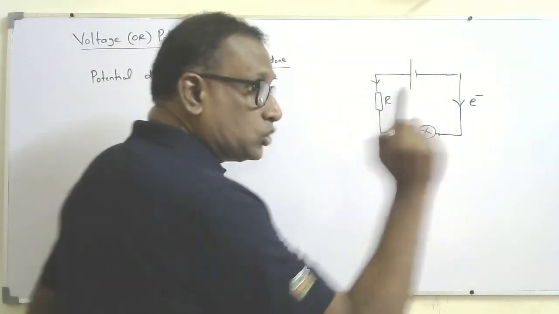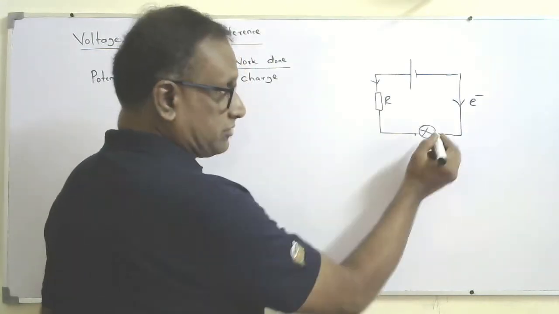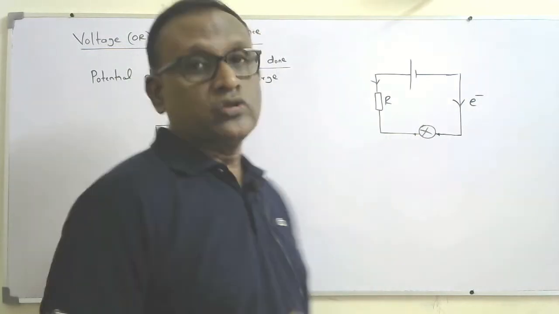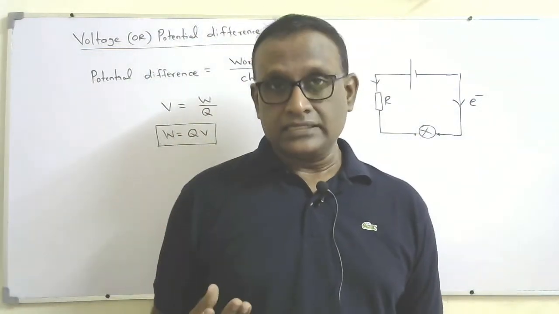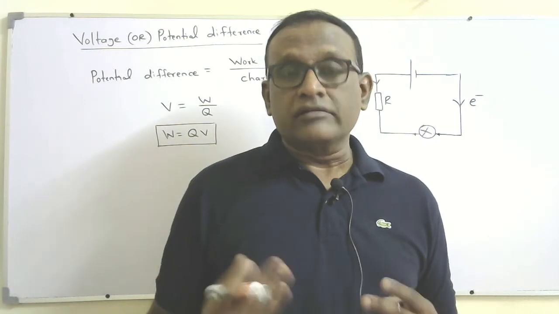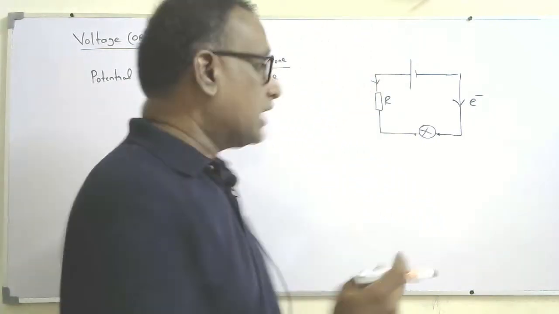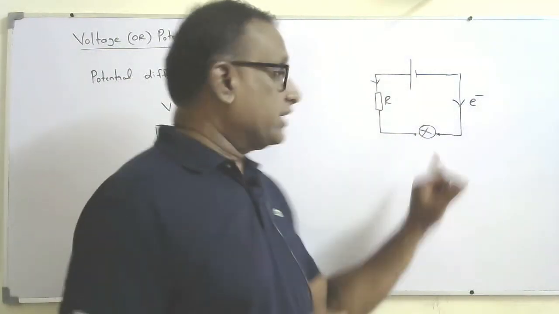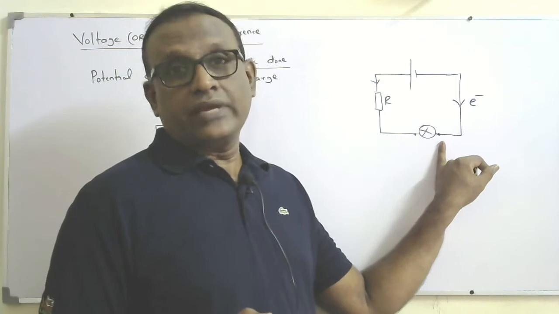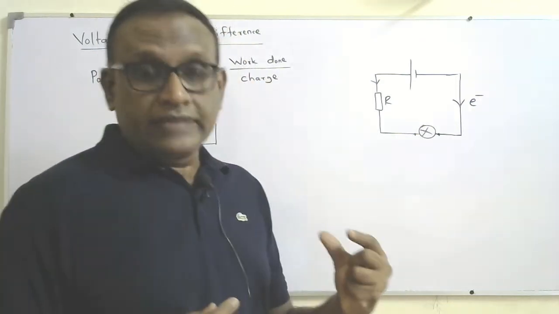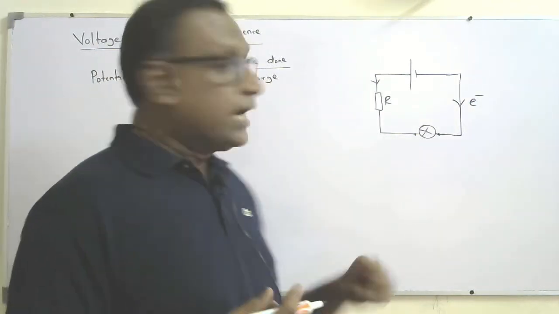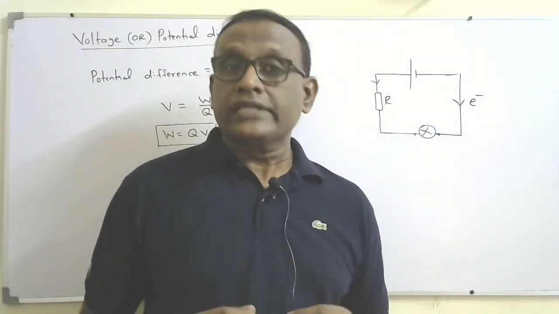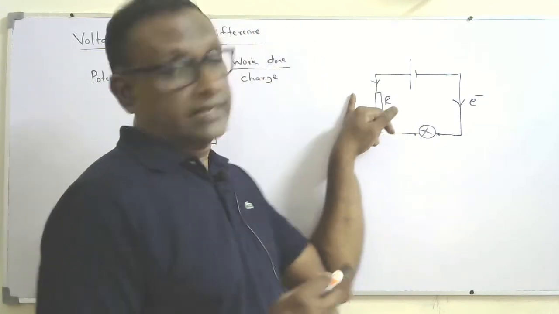So if one coulomb of electrons wants to move from this point through the bulb, work should be done on those electrons. So the amount of work required to move one coulomb of charge through the bulb is defined as the potential difference across the bulb. In the same way, the amount of work required to move one coulomb of charge through the resistor is defined as the potential difference across the resistor.